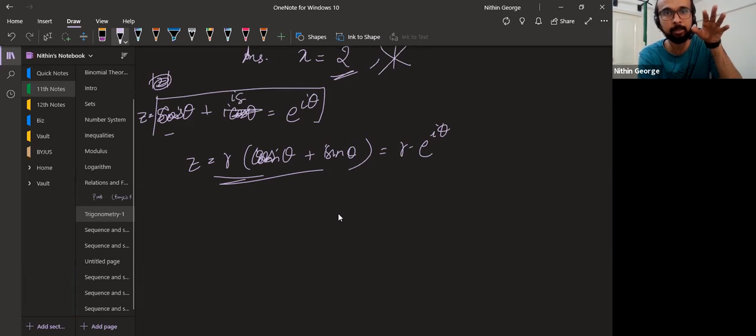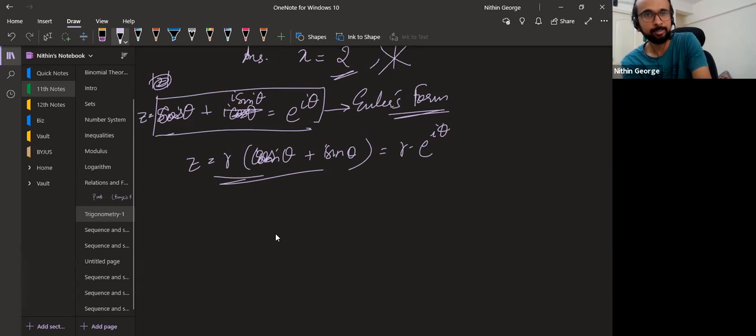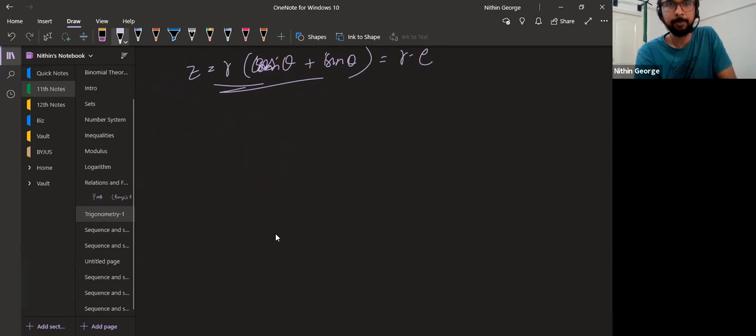Guys, please be alert. If you see something that is wrong, please call me out on that. So it's cos theta plus i sin theta, which is e power i theta. Remember this, it is called Euler's form. Never forget this, it is very important. This can save you in a lot of situations.